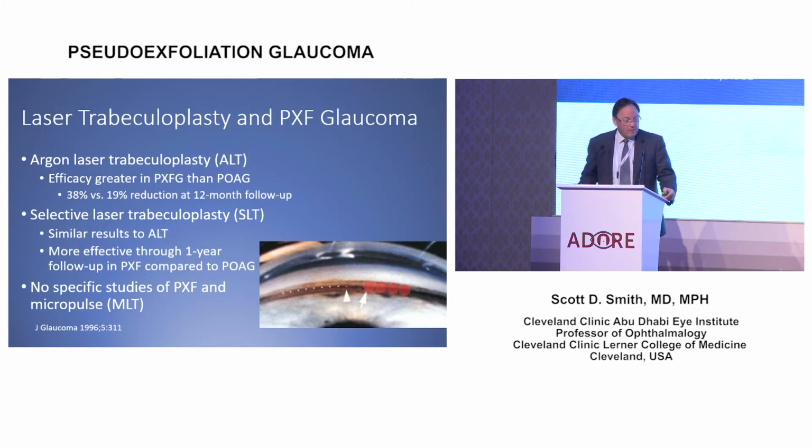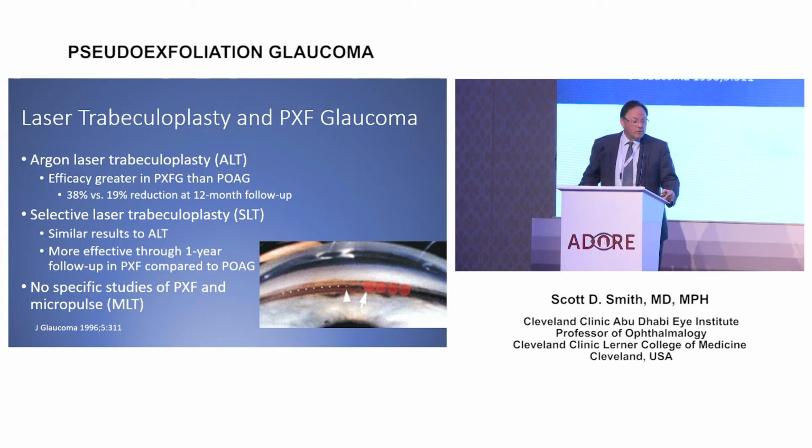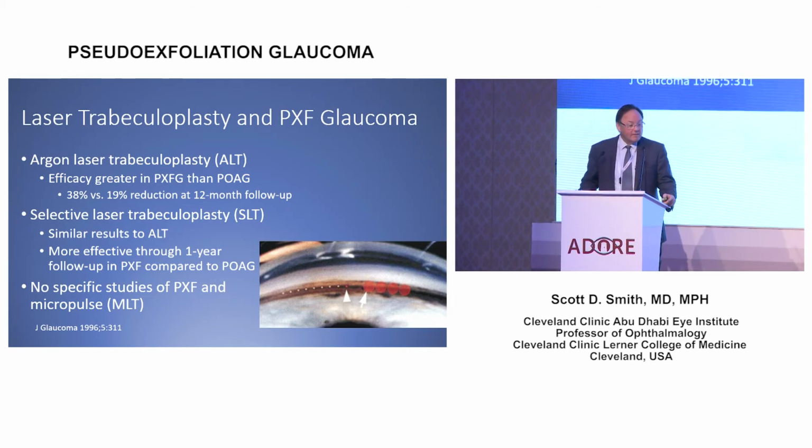Now, with regard to laser trabeculoplasty, every form of laser trabeculoplasty so far studied has demonstrated better results in pseudoexfoliation than in primary open-angle glaucoma. An initial laser trabeculoplasty procedure that's been around since the 1960s, argon laser trabeculoplasty, has demonstrated about a 40% compared to about 20% reduction in intraocular pressure in pseudoexfoliation compared to primary open-angle glaucoma patients at 1-year follow-up. Studies looking at selective laser trabeculoplasty in pseudoexfoliation show similar results compared to ALT, with more effective 1-year follow-up intraocular pressure control in pseudoexfoliation compared to primary open-angle glaucoma patients.